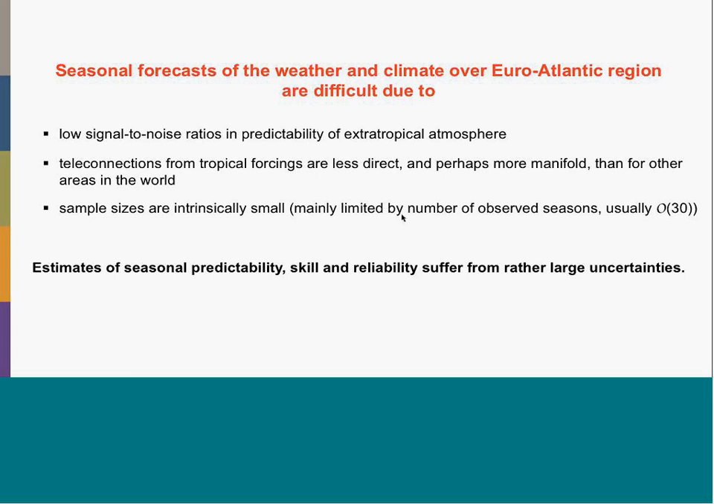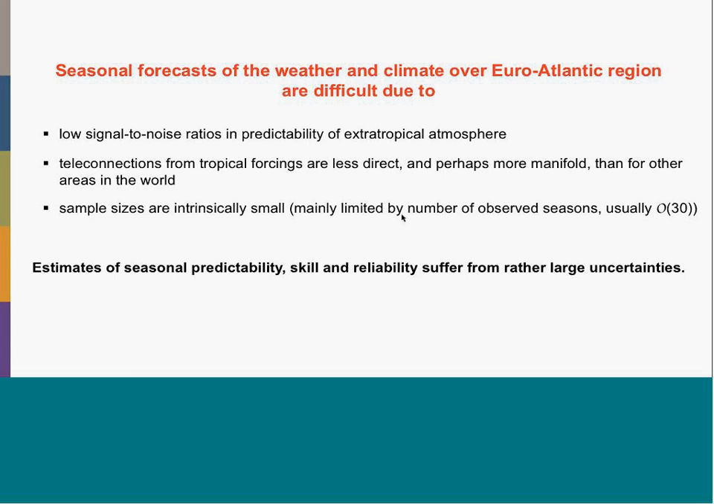The seasonal forecasts in that region of the world are particularly difficult because of three main reasons. One being that the signal-to-noise ratio in the predictability of the extratropical atmosphere is, in general, really quite low. The other point is that Europe, or the Euro-Atlantic area, is quite far away from the tropical areas where we expect much of the sources of predictability. So the teleconnections from the tropical forcings are less direct and perhaps more manifold than in other parts of the world, like, for instance, America.